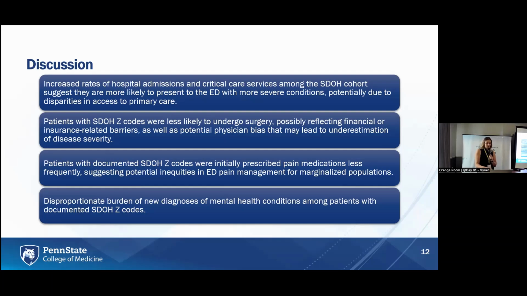This study also underscores the unequal burden of newly diagnosed mental health conditions among patients with documented Z codes. Results showed that patients with Z codes were at a higher risk of developing anxiety, depressive episodes, and PTSD the next year following the initial ED visit. This finding once again aligns with previous evidence describing how individuals experiencing SDOH were associated with higher odds of being diagnosed with major depressive disorder and anxiety compared to their non-SDOH counterparts.